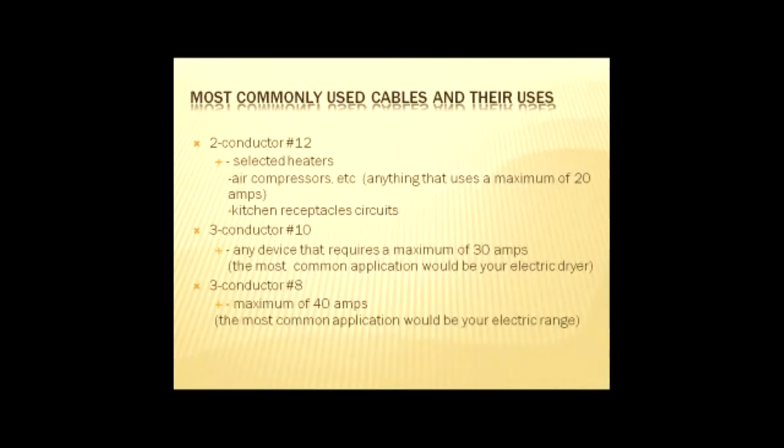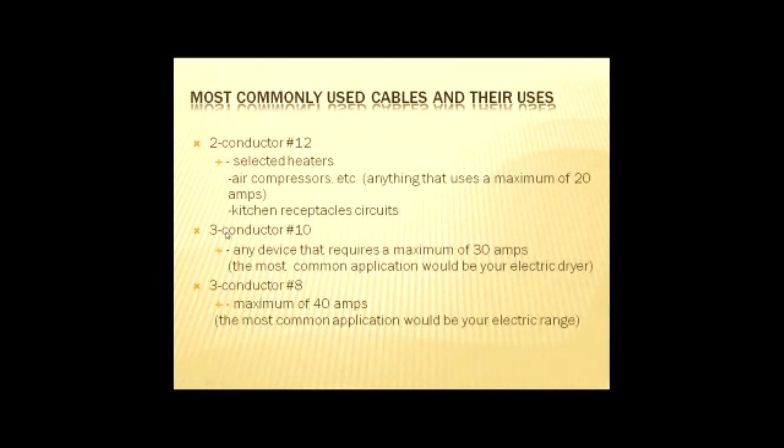We're going to complete this. Most commonly, two conductor 12: 12-2. 12 gauge is thicker wire than 14 gauge, which means it's supposed to be able to handle more current. So we're looking at heaters, because heaters draw a lot of power, air compressors, etc. Anything that uses a maximum of 12 amps. Now, 14 gauge is used in circuits designed for 15 amps. That's also going to be on the test. 14 gauge is rated for 15 amps in household wiring. 12 gauge is rated for 20 amps in household wiring.